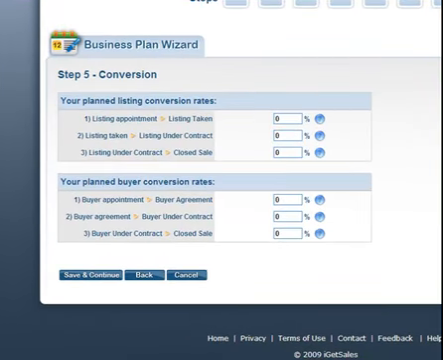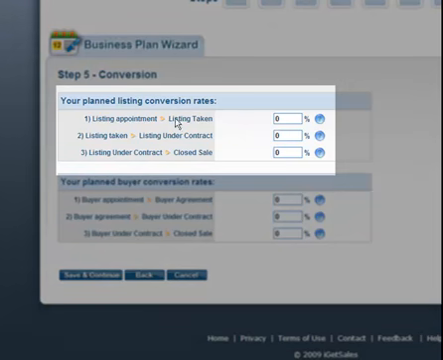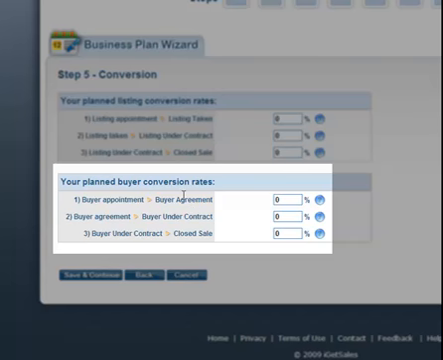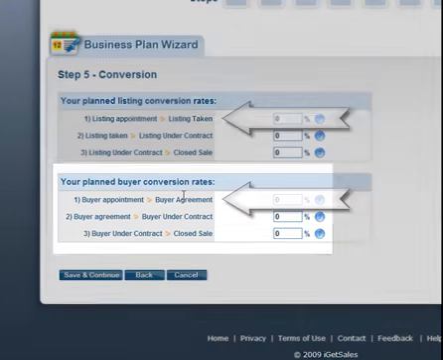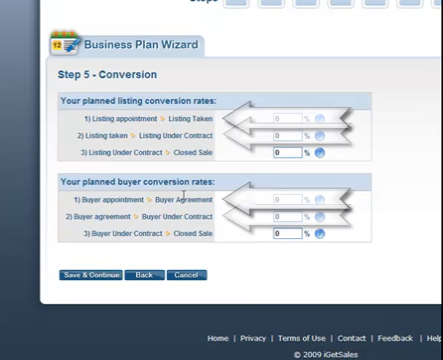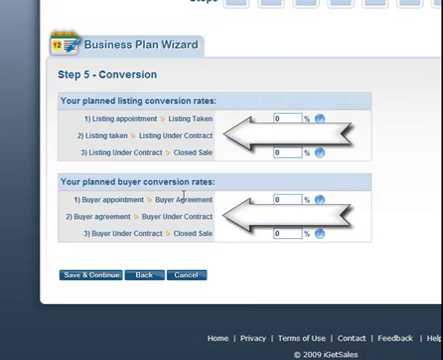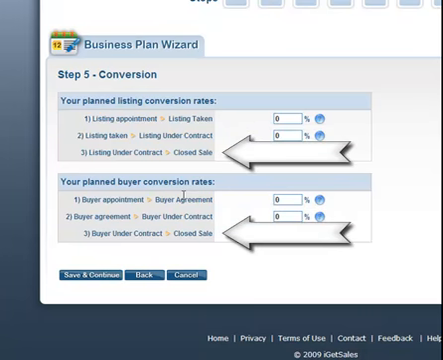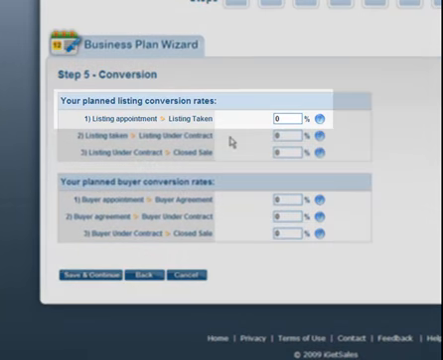All right, let's go ahead and get started with step 5 of our business plan setup, which talks about our conversion rates. And you'll notice that we have two sets of 3 conversion rates, 3 conversion opportunities on the listing side, and those same 3 opportunities on the buyer side. Those 3 conversion opportunities are from an appointment to a buyer or seller agreement, and then the second is from that agreement to a property under contract, and the third opportunity is from a property under contract to a closed transaction. So let's go ahead and look at the listing side first.